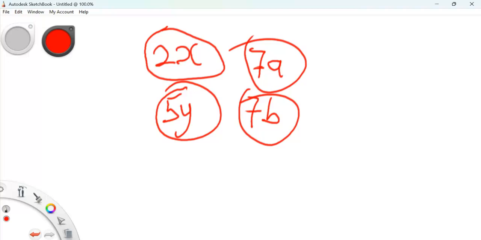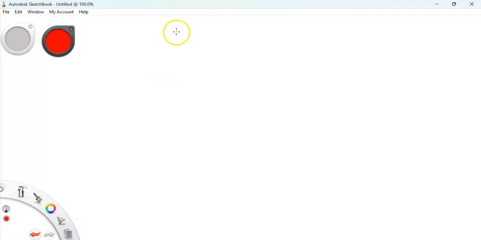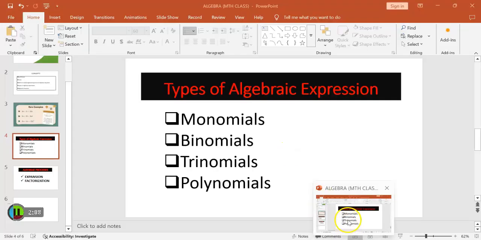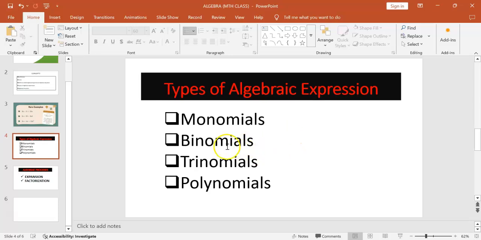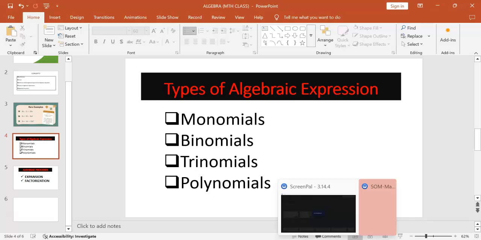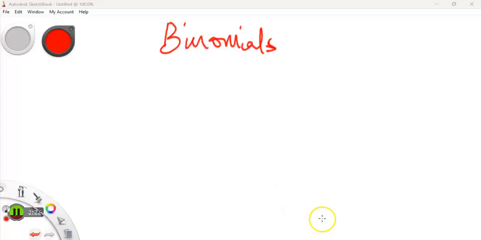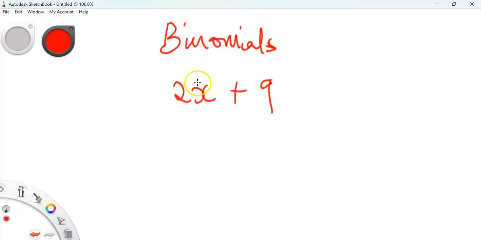Okay. Then if you have such kind of algebra that has two terms, you call that one a binomial. So a binomial is that kind of algebraic expression that has two terms. Coming to trinomials, trinomials have three terms. Let me illustrate so that you can see it. A binomial has two terms. For example, if you have something like this, 2x plus 9, that is a binomial. Why? It has two terms.